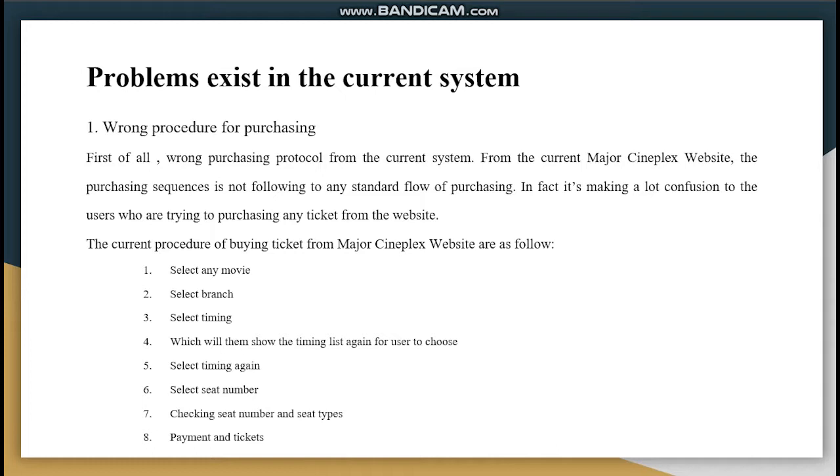The first is to select the movie, then select the branch and timing, which will then show the timing list again for the user to choose. Select the timing again, select the seat number, check the seat number and seat types, and then the payment and the tickets for the last.